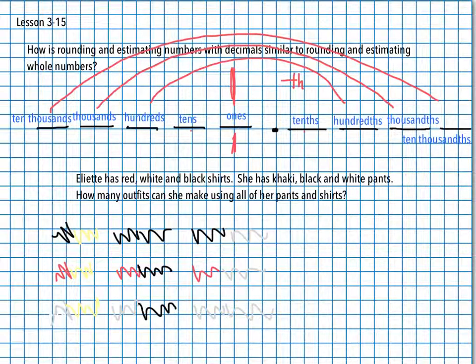So the question is, how many different outfits can she make? Well, let's do that magical counting thing. 1, 2, 3, 4, 5, 6, 7, 8, 9. So she can make 9 outfits. Or we can just look at it this way: she has 1, 2, 3 shirts, and she has 1, 2, 3 pants, and multiply those together. 3 times 3 will give you 9. 9 outfits.